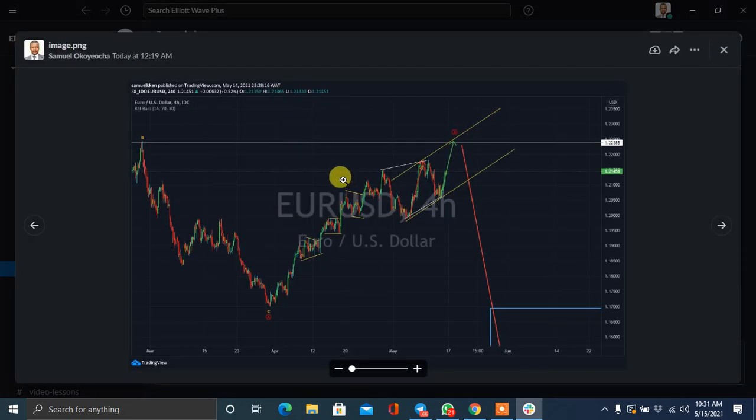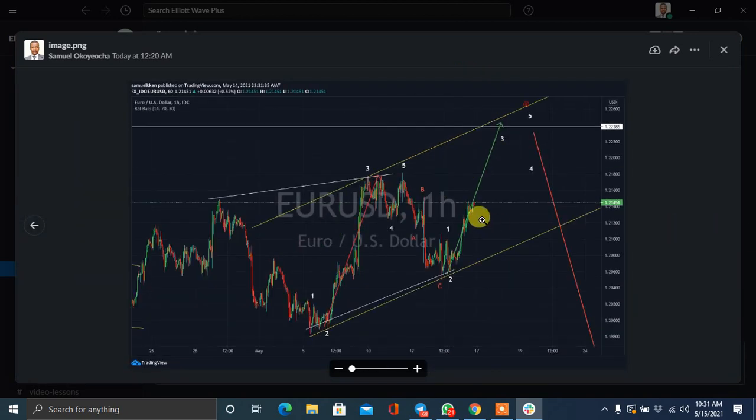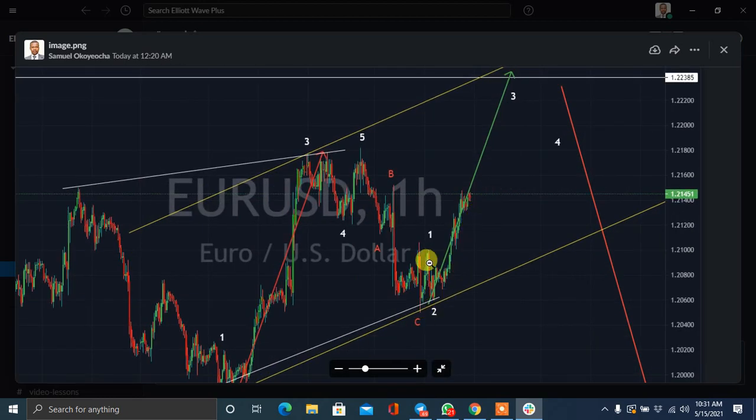Okay, Euro USD. So this is what we are looking for. Yeah, a move up before we go down. I'm looking for a big drop, but where will it start? I don't know yet, but right now we're looking for a move up. Let's go to 1 hour. So on the 1 hour, you can see this is wave 1, 2, wave 3 is ongoing. If you get a chance and haven't entered, you enter. If you get maybe a drop again, you enter from there.